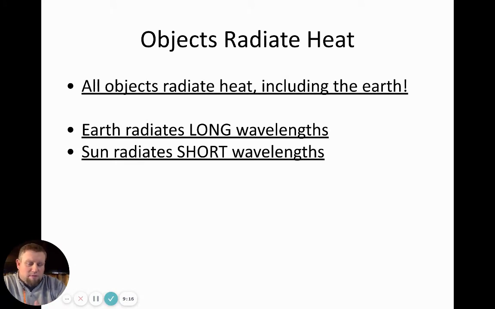So back to the previous slide where we said that hot objects produce short wavelengths and cooler objects produce long wavelengths. The Earth in this instance is the cooler object. The sun in this instance is the hotter object, obviously. Okay, so as the sun heats up the Earth, the Earth then re-radiates some of that energy back into space in the form of a long wavelength rather than a short wavelength.